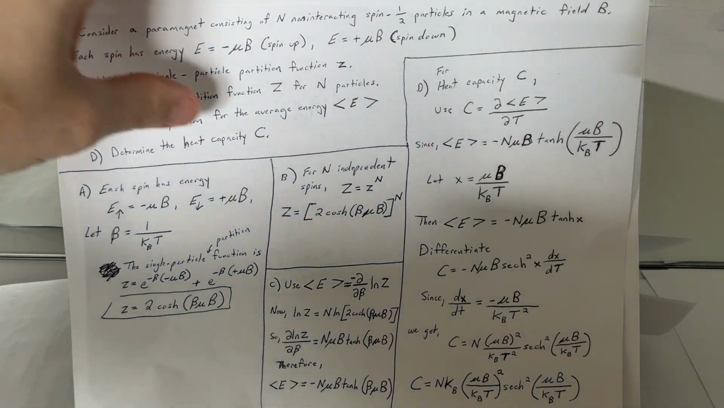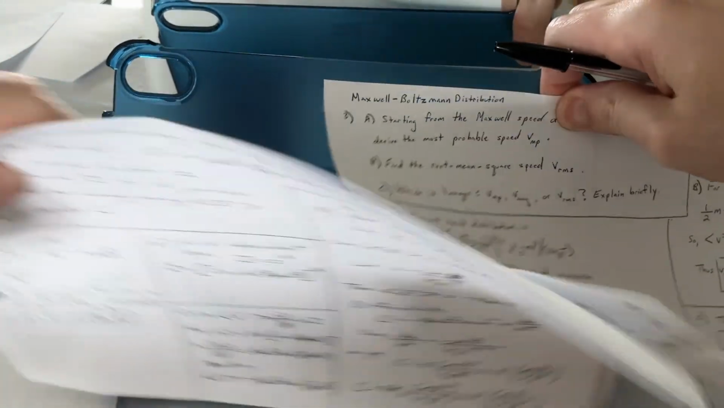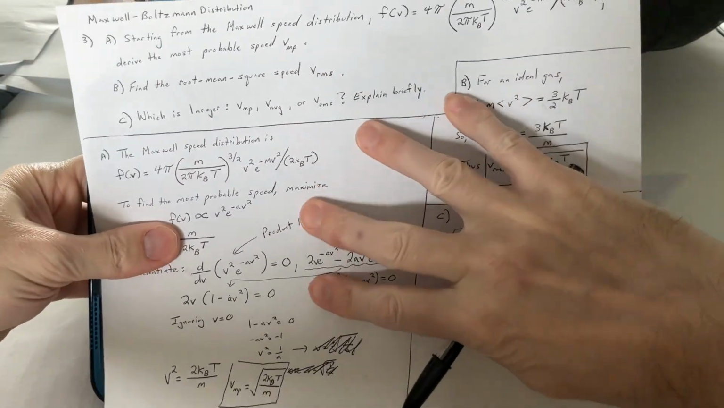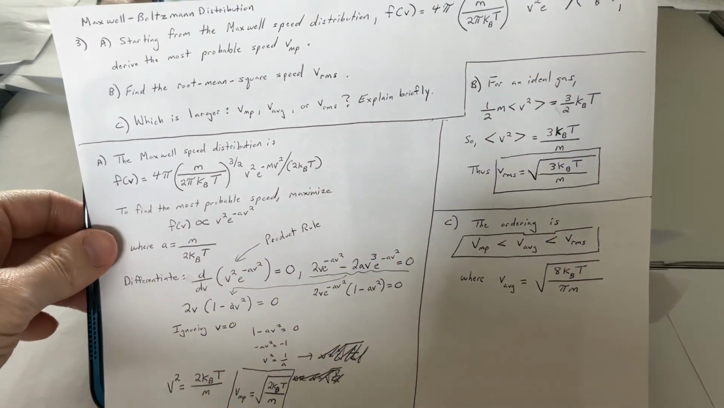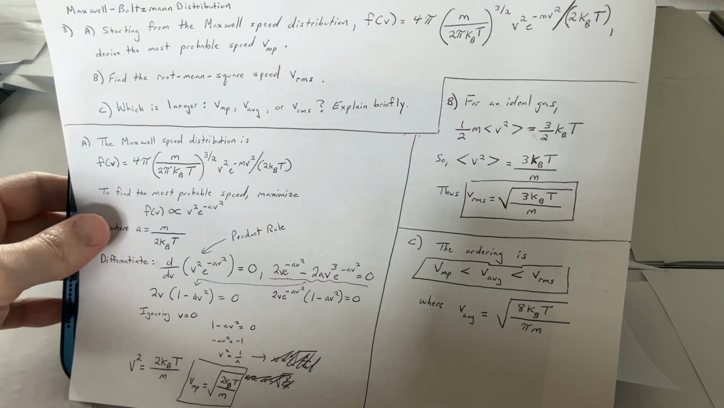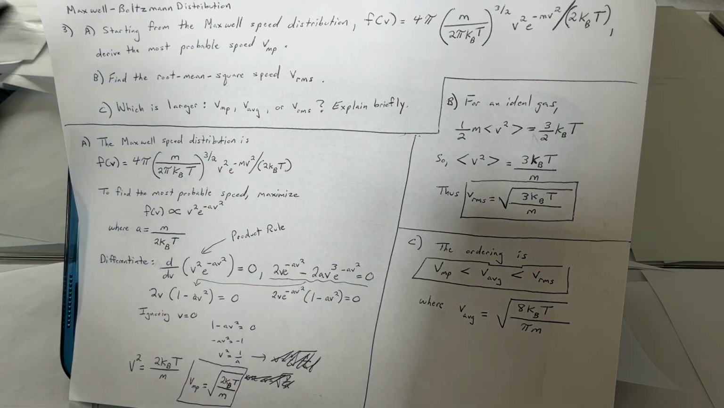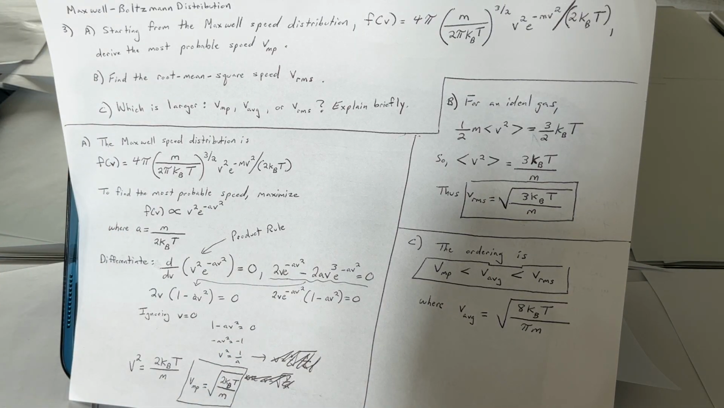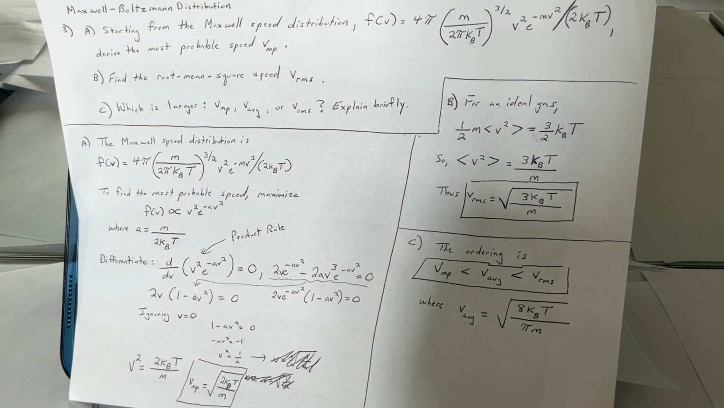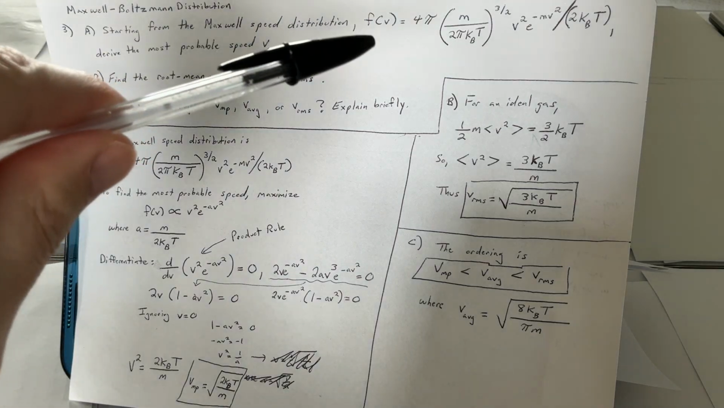All right, so moving along, let's try number 3. Maxwell-Boltzmann distribution. For number 3, part A, starting from the Maxwell speed distribution, and here it is.